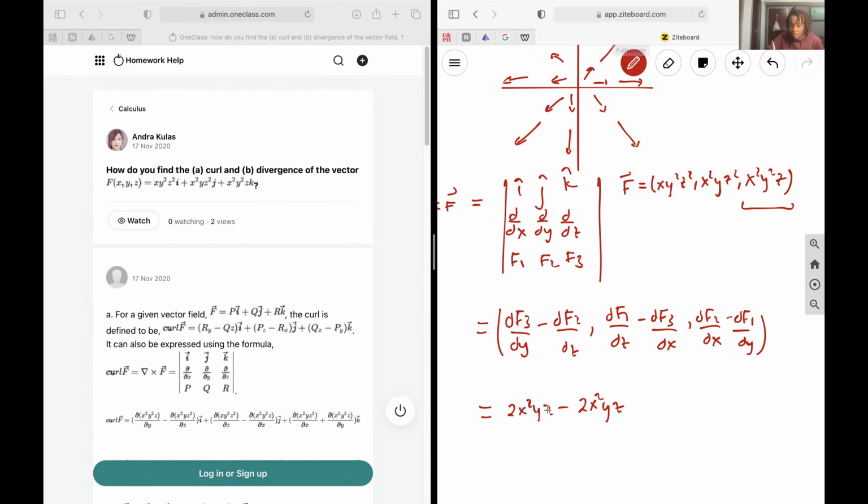2x squared yz. And that's going to be my x component. And then I look at f1 and take the derivative with respect to z again. So that is going to be 2xy squared z minus the derivative of this with respect to x, which will give me 2x.